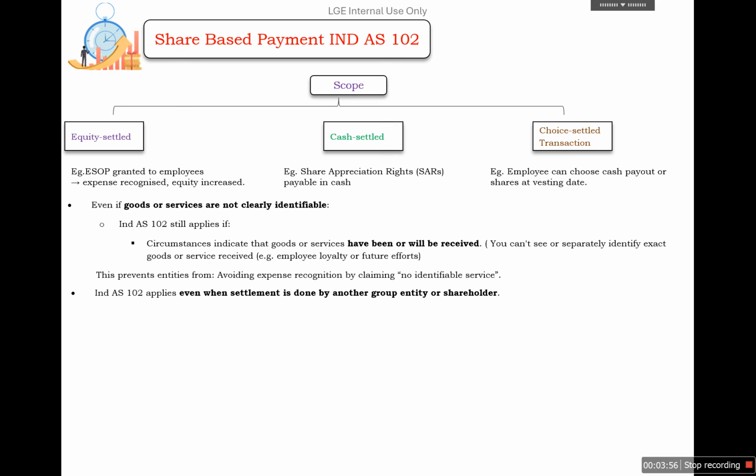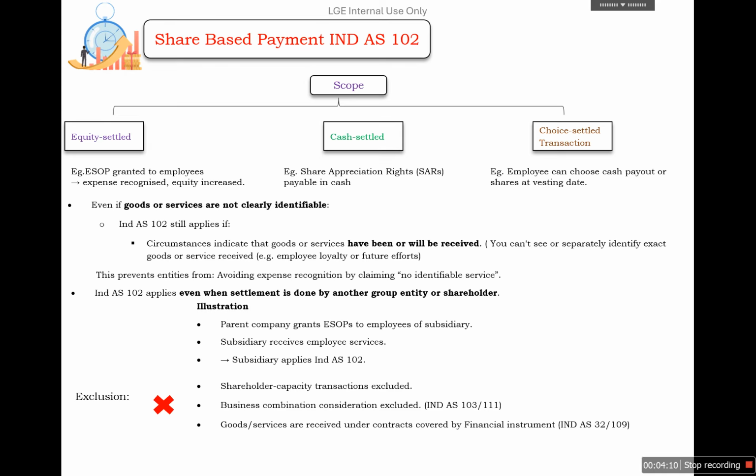Ind AS 102 applies even when settlement is done by another group entity or the shareholders. For example, a parent company grants ESOPs to the employees of the subsidiary, and the subsidiary receives employee services. So the subsidiary needs to apply Ind AS 102.